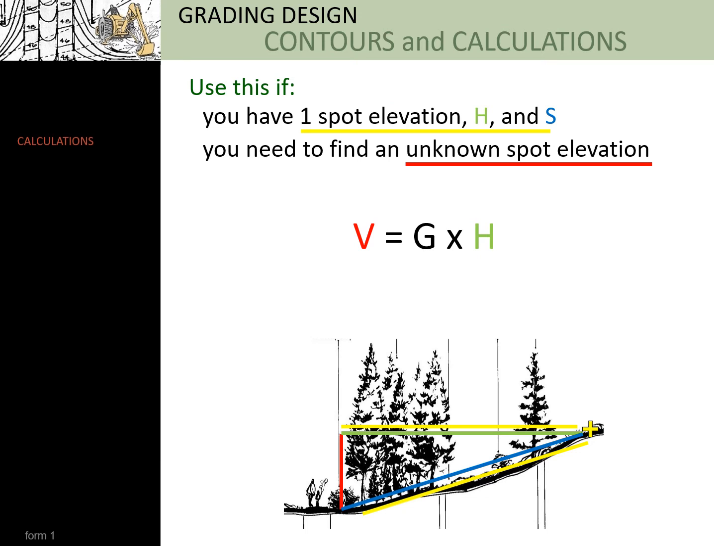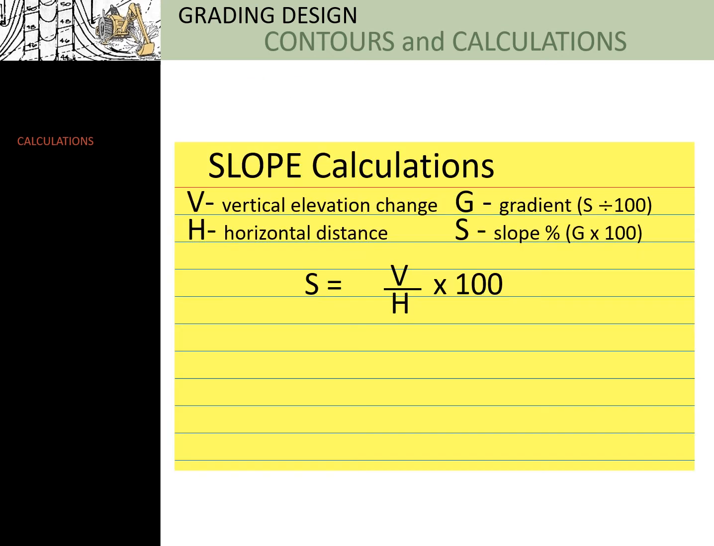So now we can use this transformed formula of V equals G multiplied by H to find out an unknown spot elevation under the condition that we already know one of the spot elevations, the horizontal distance, and the slope. So that's the second formula we have on this handout. V equals G multiplied by H. Now remember, G equals slope divided by 100.